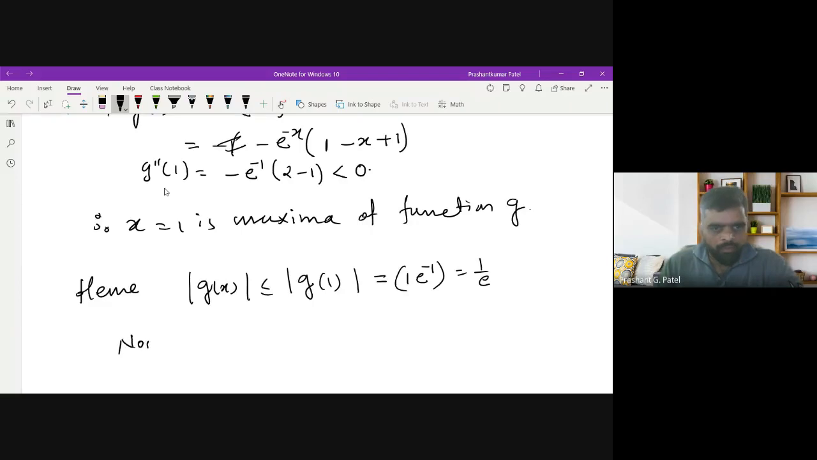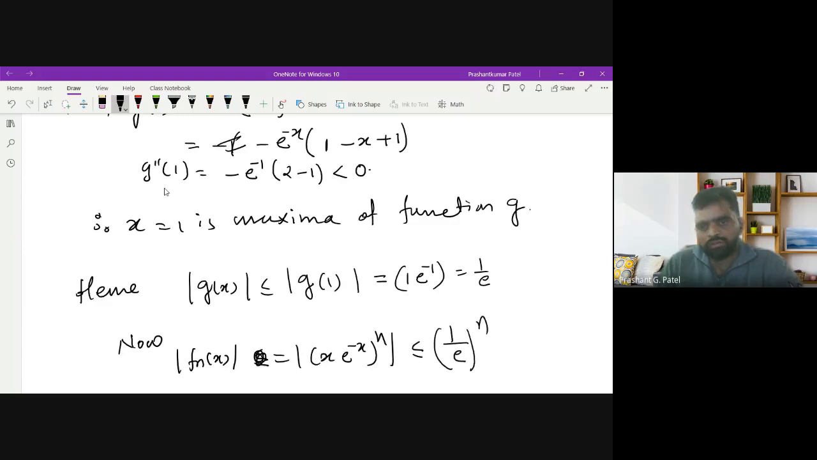Now, what is mod of fn of x? It will be less than or equal to fn of x, which we know is x into e power minus x raised to n. So according to this, it will be less than or equal to 1 upon e power n. And we know that the summation of 1 upon e power n is convergent due to the geometric series with ratio less than 1.